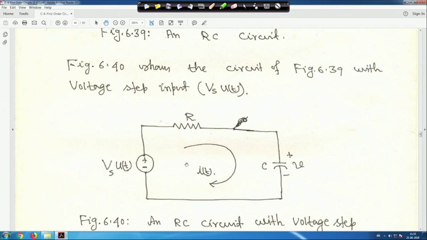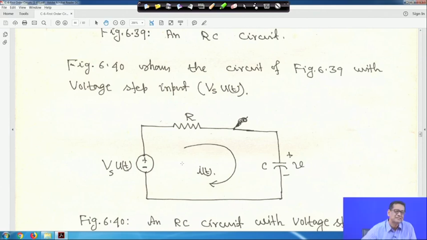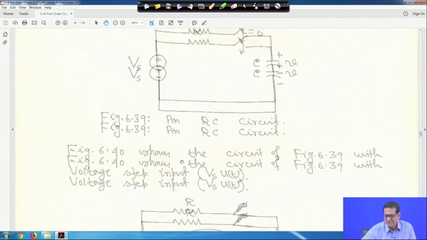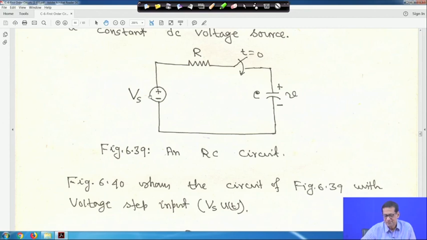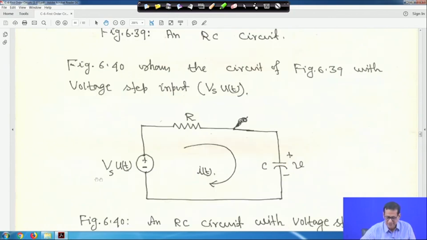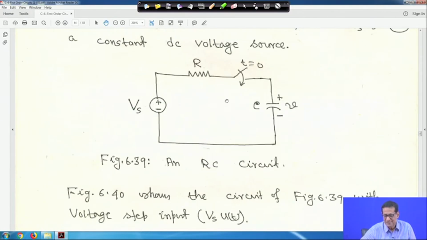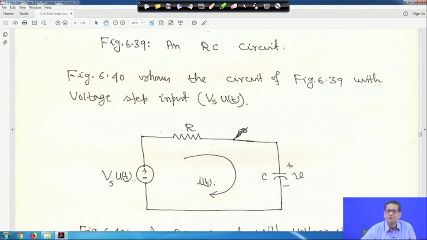Actually, the idea is simply like this: we know the unit step function. For t less than 0, u(t) is equal to 0, and for t greater than 0, u(t) is equal to 1. When t was less than 0, the voltage source is completely disconnected, so nothing is flowing in the circuit. When the switch is closed, u(t) is equal to 1. That is why this circuit can be represented as Vs into u(t).